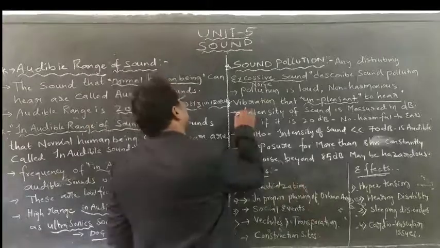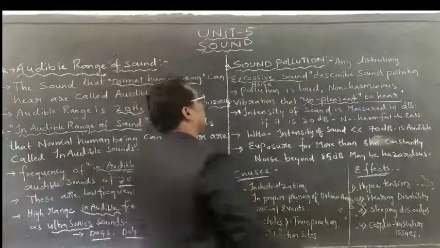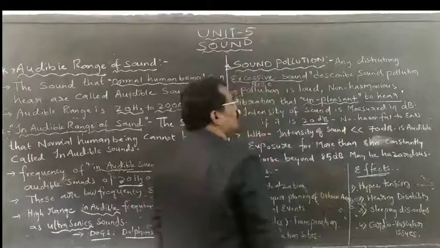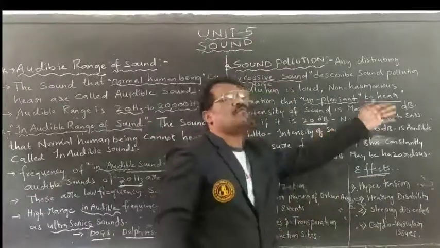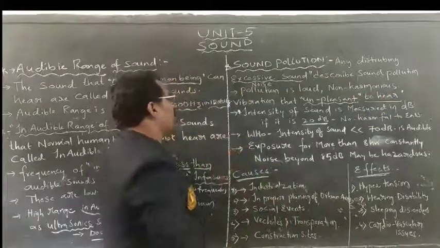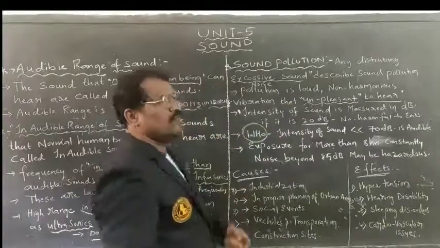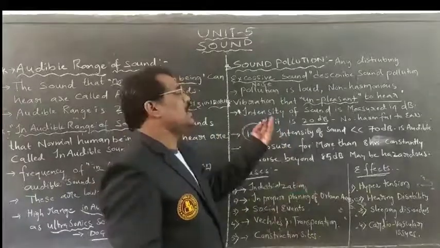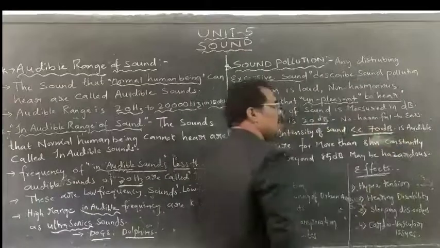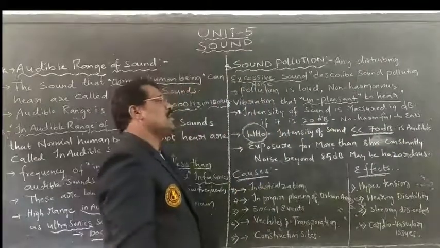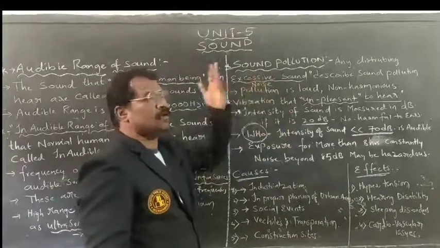We have already studied that the intensity of sound is measured in decibels. If the sound is produced at 20 decibel, it is not harmful to our ears. According to WHO, the World Health Organization, the intensity of sound, if it is less than 70 decibel, is audible sound for a normal human ear.